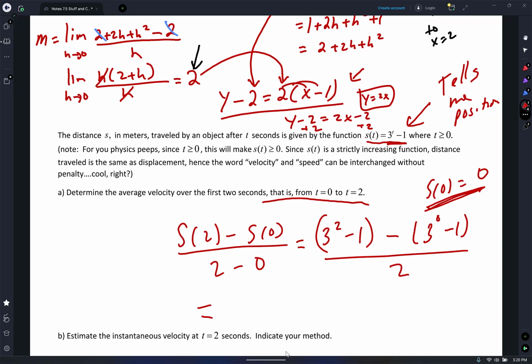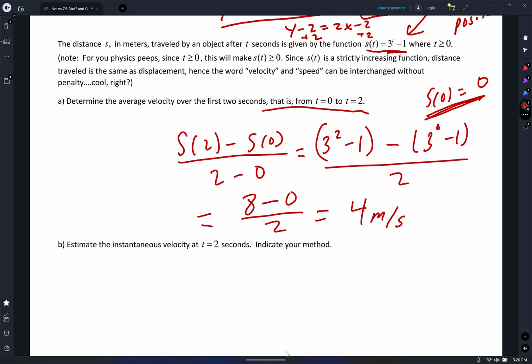So let's see what this is. 3 squared is 9. 9 minus 1 is 8. And I guess I'll write it. 8 minus 3 to the power 0 is 1. 1 minus 1 is 0. And that's divided by 2. What's 8 divided by 2? So my average speed is 4, and I need units, meters per second. Are we okay? All right.